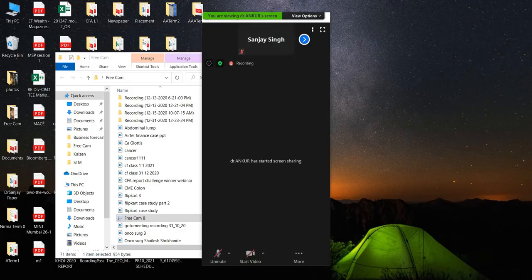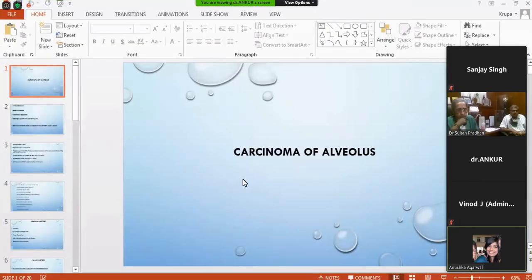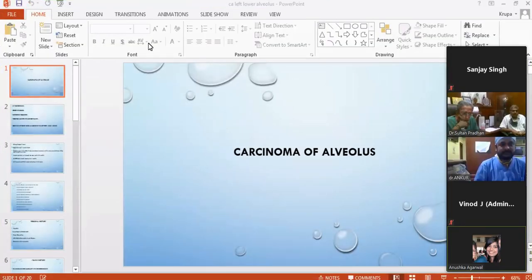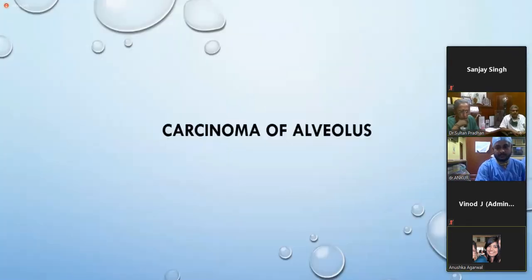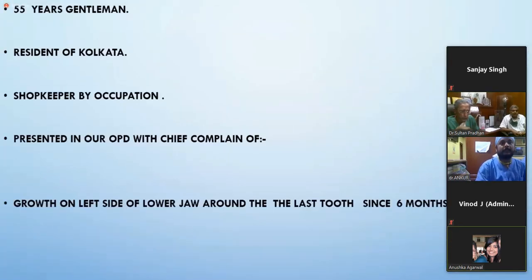But sir, a lot of people say that when you're removing levels 1, 2, 3, might as well remove level 4 and be safe. What do you think? That's an extended supraomohyoid. Should extended supraomohyoid be done in all cases because we're already removing till level 3? We might as well remove level 4 in the same surgery. Yeah, you can do that.